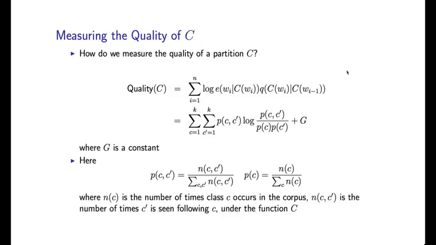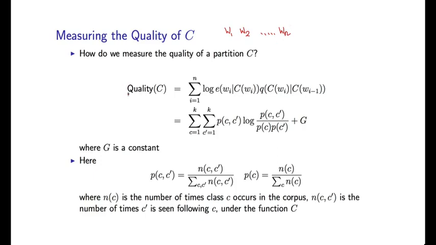So we're now going to describe how we derive a partition C from a training corpus. Our training corpus consists of a sequence of words W1, W2, up to Wn. Just think of this as the concatenation of all the sentences in our training data. Again, this might easily be a few tens or hundreds of millions of words.